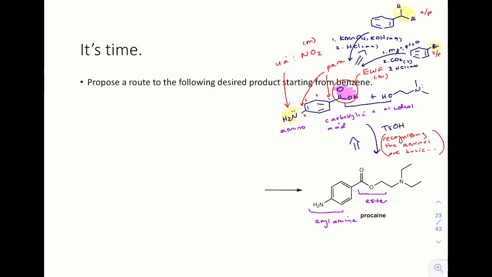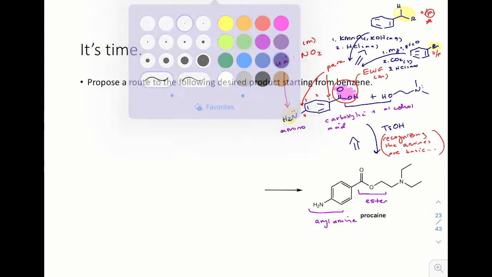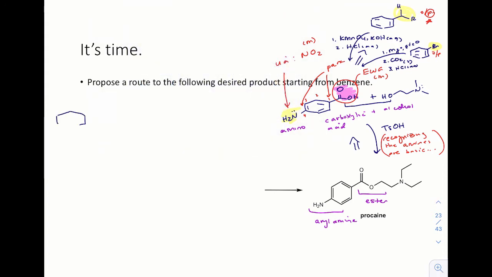ortho-para directors. The alkyl group has an advantage that it is big and will block the ortho position. So para would be the predominant product from nitration of that alkyl benzene. So let's go with that. Let's go with alkylation first. Meanwhile, bromine's small and you'll have ortho and para nitration of bromobenzene. So let's go with the alkylation.